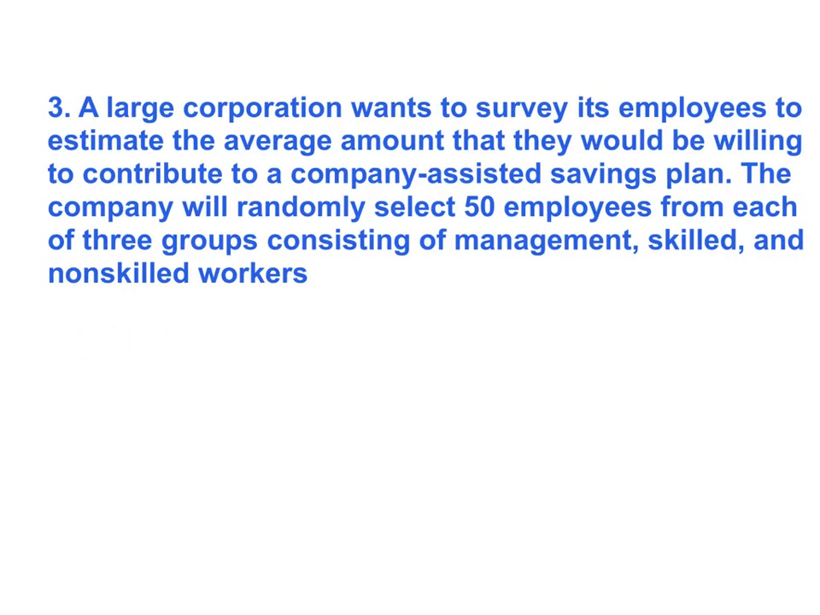Go ahead and get that one in. So notice the difference between this one and the last one. The last one we broke it down into one other group. This one gets broken down into several groups, and then they're randomly selected from each of the groups. Which one is this? This one is stratified. So the strata are the management group, the skilled group, and the non-skilled group.